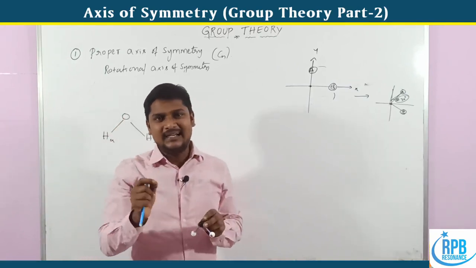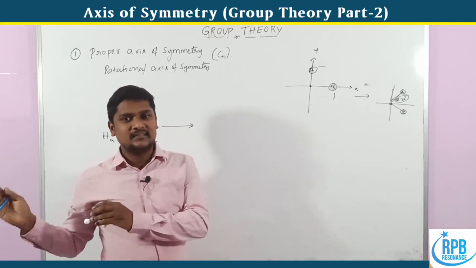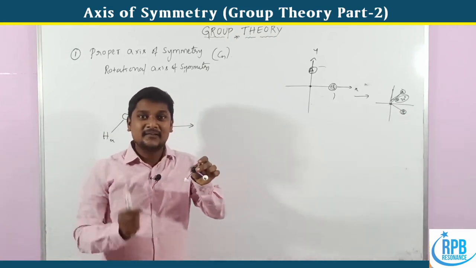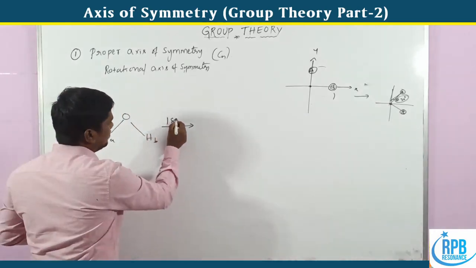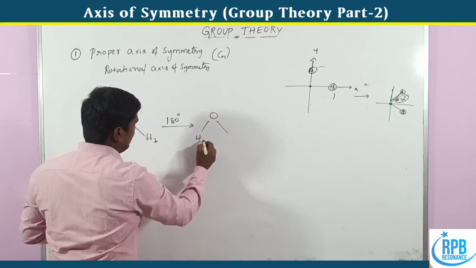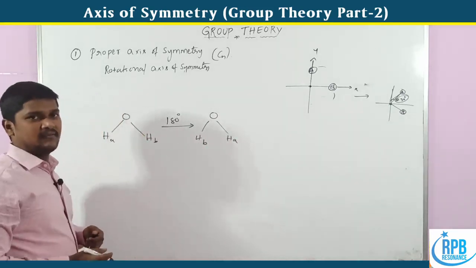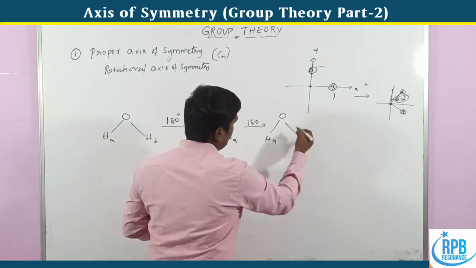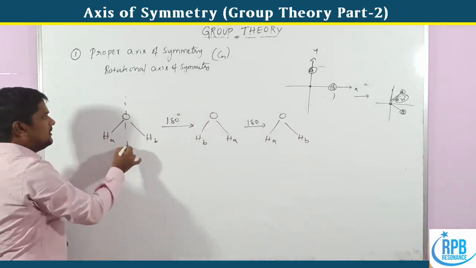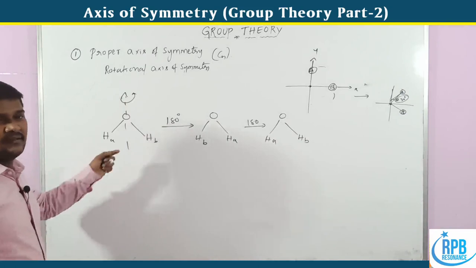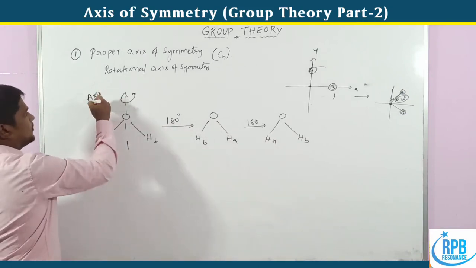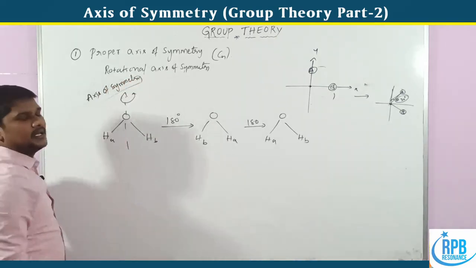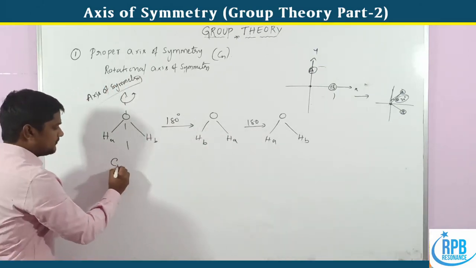Are you clear about identical and equivalent configuration? In previous classes I had discussed equivalent and identical configuration. Here it requires 180 degrees of rotation to produce the equivalent configuration. Again, one more 180 degrees produces the identical configuration. Here the symmetry operation is rotation about an axis, and the symmetry element is the axis of symmetry, proper or rotational axis of symmetry. The axis of symmetry is simply represented as Cn, where n is equal to the order of rotation.